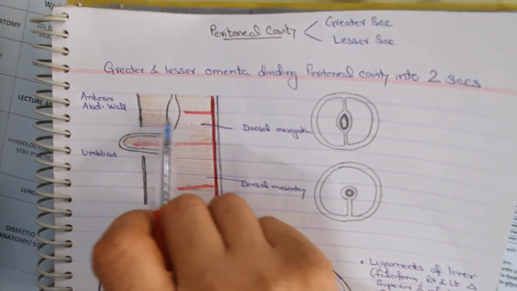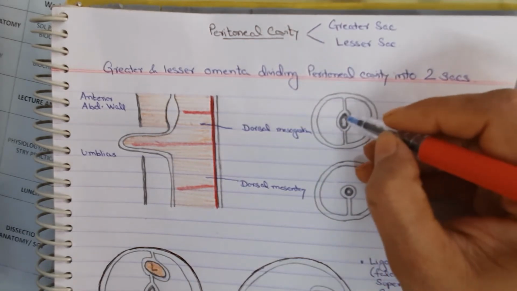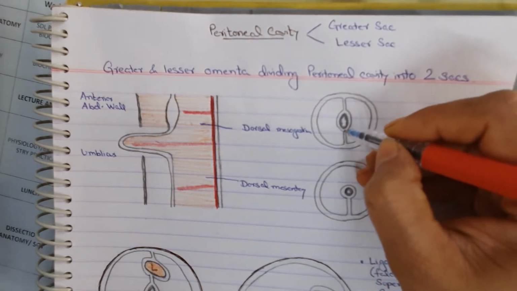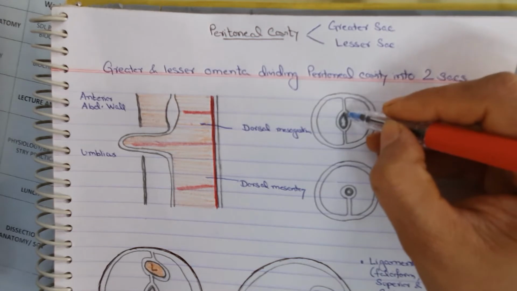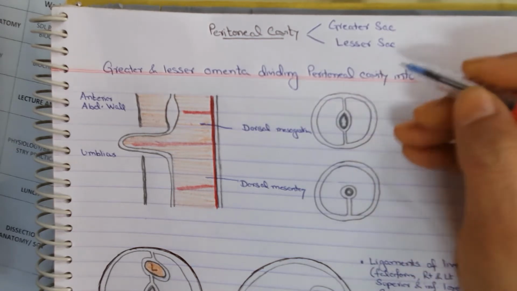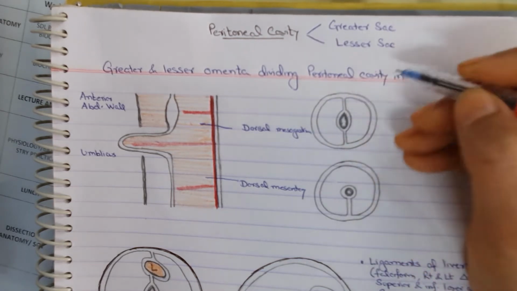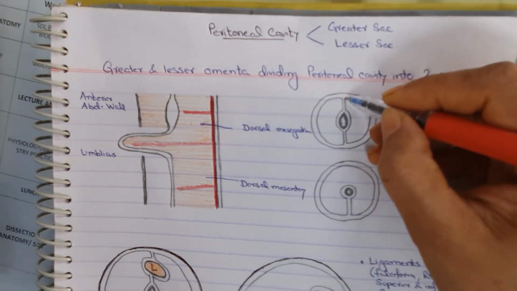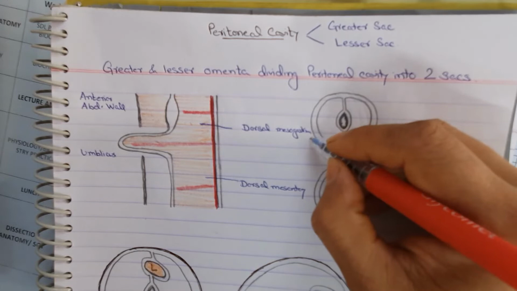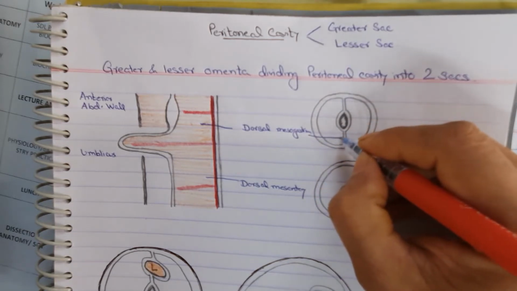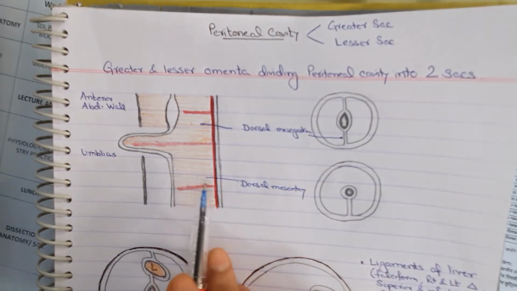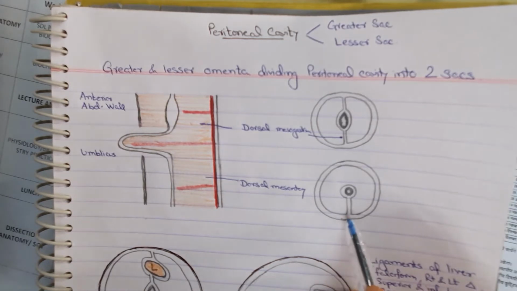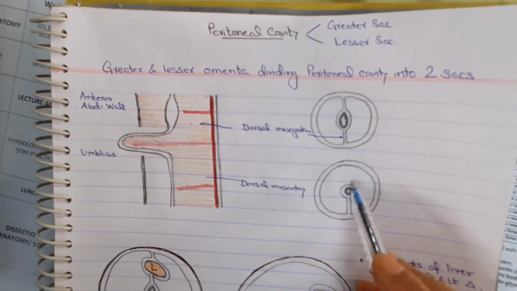If you see a cross section from here, suppose this is the developing stomach. Initially it has an anterior border and a posterior border. It is an almond shaped structure, if you remember. This is the ventral mesogastrium and this is the dorsal mesogastrium. But if we draw a cross section here, this is what we see. We have only dorsal mesentery, no ventral mesentery.